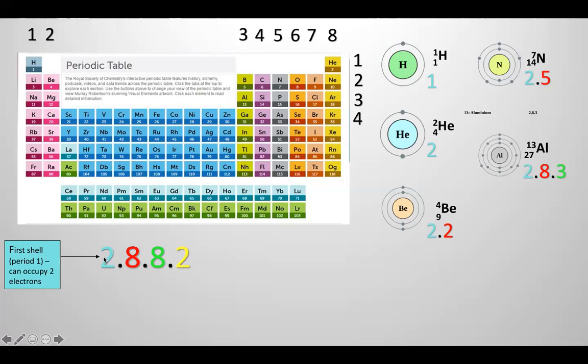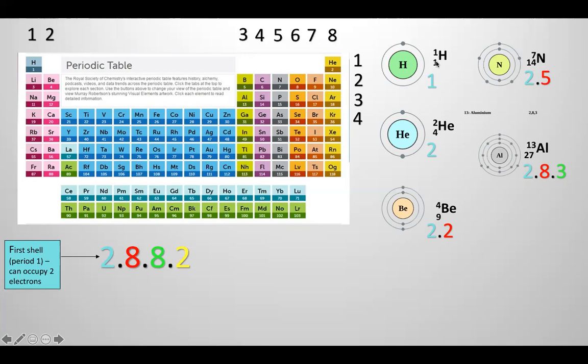This number also tells you what period the atom is in, or the element.